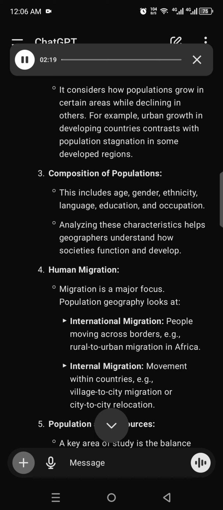3. Composition of populations. This includes age, gender, ethnicity, language, education, and occupation. Analyzing these characteristics helps geographers understand how societies function and develop. 4. Human migration. Migration is a major focus. Population geography looks at international migration, people moving across borders, e.g., rural to urban migration in Africa; internal migration, movement within countries, e.g., village to city migration or city to city relocation.